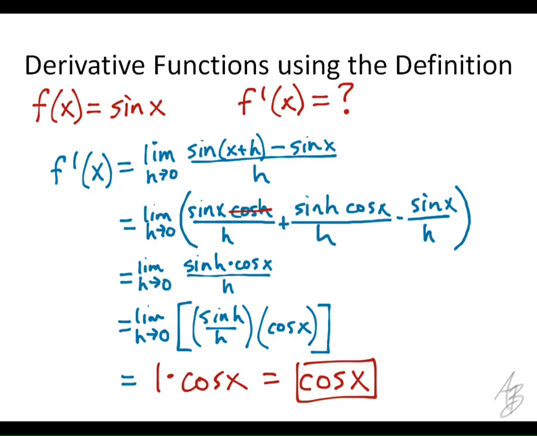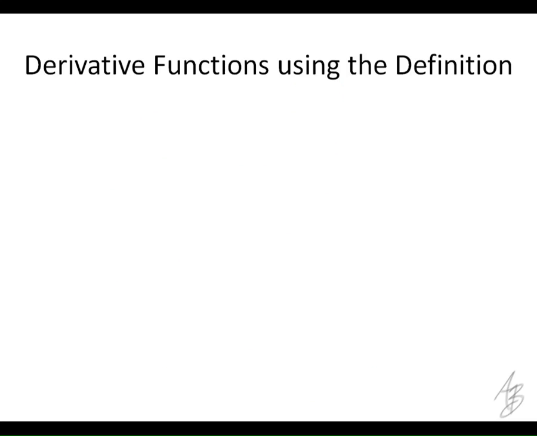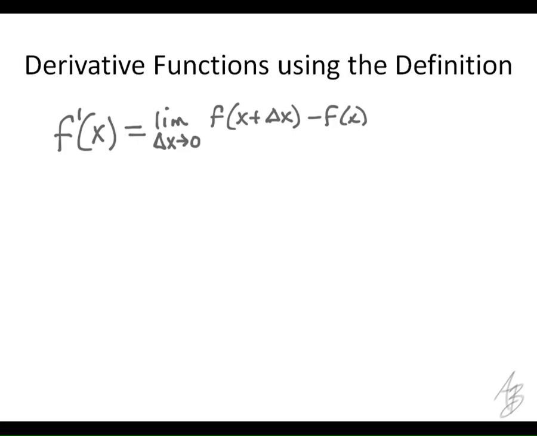Okay. I do want to show you real quick. It's the exact same definition, but it looks just a little bit different. And I'll write it out here first. And then I'll tell you why we would write it like this instead. Basically what I'm doing here is I'm replacing h with delta x. So the limit as delta x approaches 0 of f of x plus delta x minus f of x all over delta x.